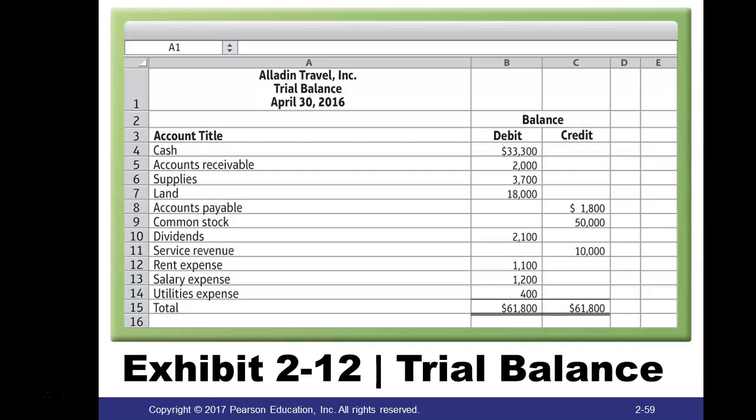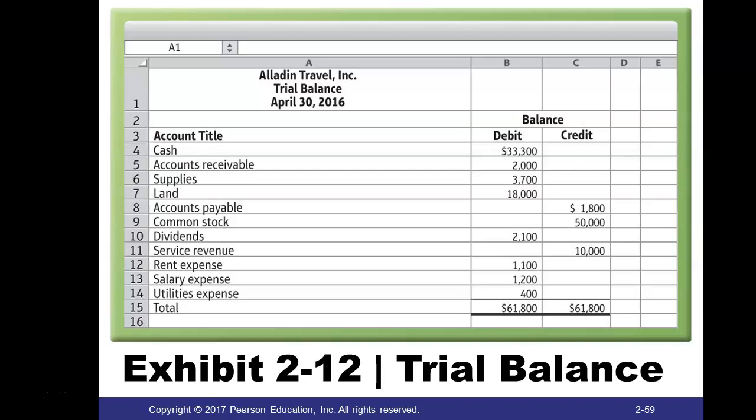And we want the net ending balance. That means it might be a net debit balance or a net credit balance, but at the end of the day, we don't want to see cash with a debit and a credit. We want to see only the net. And then, as you can see at the bottom, each total is equivalent. The debits equals the credits.